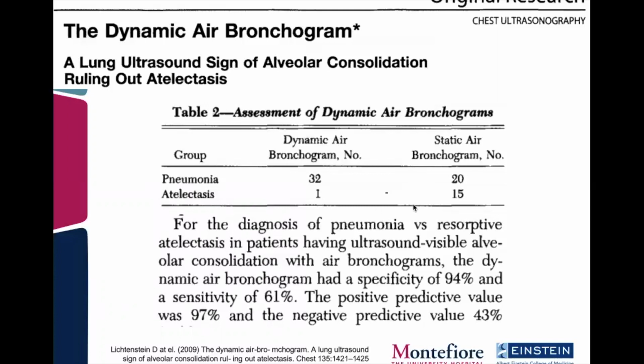Compare that with static air bronchograms, which were found in 38% of cases of pneumonia versus 94% of cases of atelectasis. So this led to a conclusion that dynamic air bronchograms had a specificity of 94% and a sensitivity of 61% for pneumonia, with a positive predictive value of 97% and a negative predictive value of 43%. So the take-home point from this study was that dynamic air bronchograms are highly specific for pneumonia, but you can still have pneumonia with static air bronchograms.